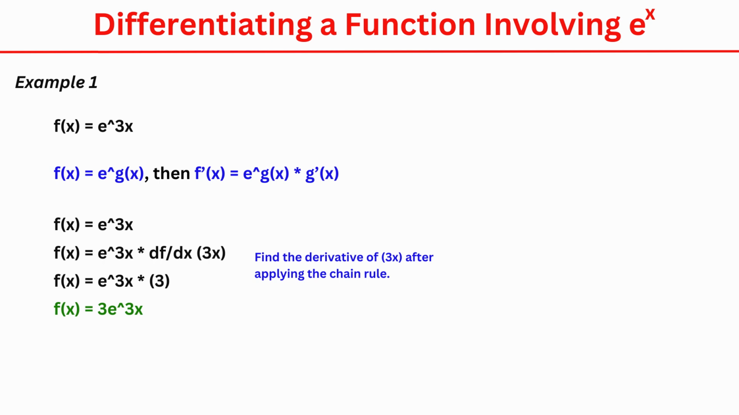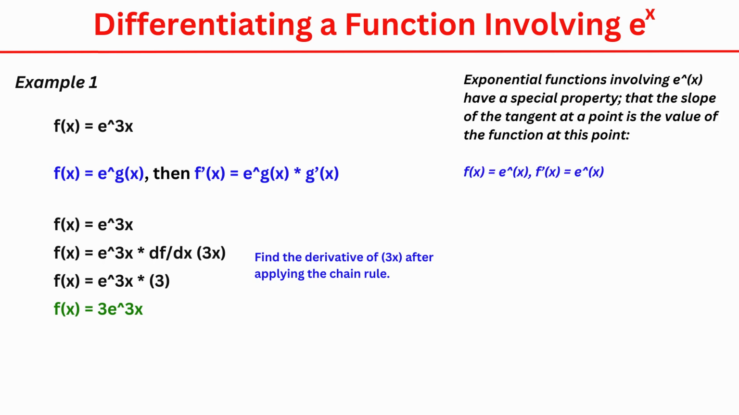The problem we are given is f(x) equals e to the power of 3x. To find the derivative, we will need to use the chain rule. Rewriting our expression, we will bring down the exponent and find the derivative of it, which is 3. Multiplying them together, we get 3e to the power of 3x. The reason that the initial exponent value doesn't change is because of a special property of the exponential, that the slope of a tangent at a point is the value of the function at this point for an exponential function. In general, if f(x) equals e to the power of g(x), then f prime x equals e to the power of g(x) times g prime x.